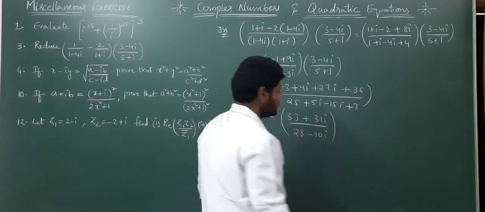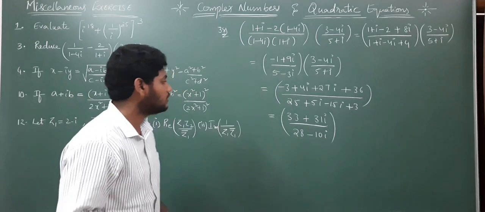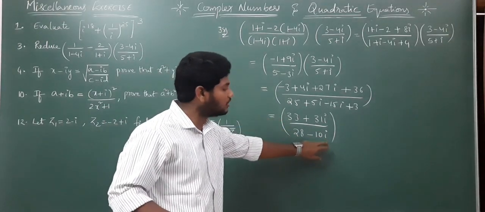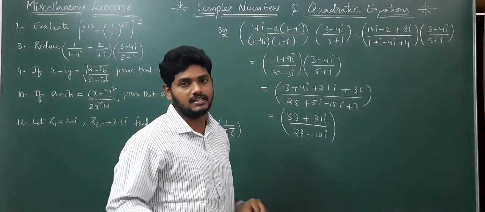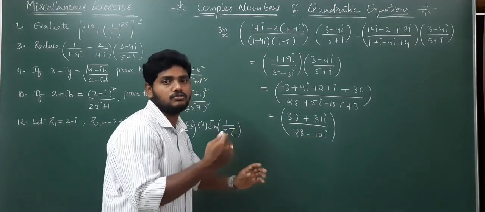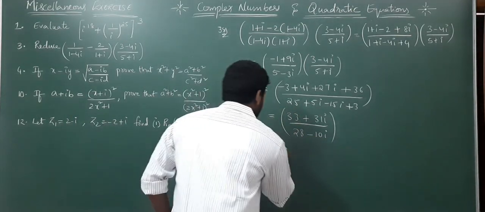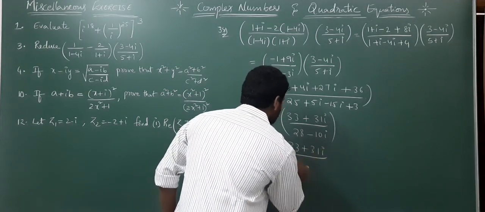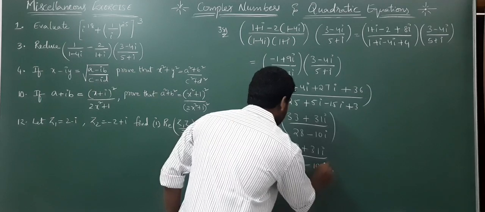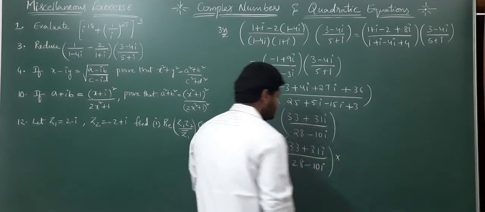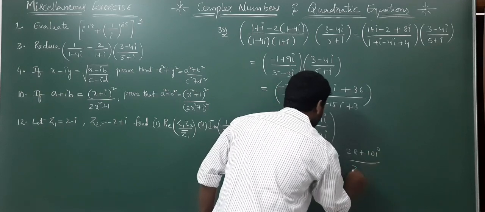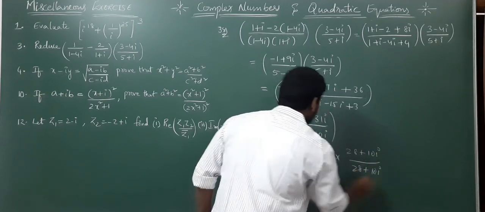If you observe this, in which form did we get it? We got p by q form. In that p by q form, again we got i in the denominator. We should not get i in the denominator when we are reducing it to complex number form. So here what we need to do: (33 plus 31i) divided by (28 minus 10i), we need to rationalize with the denominator. So (28 plus 10i) divided by (28 plus 10i).